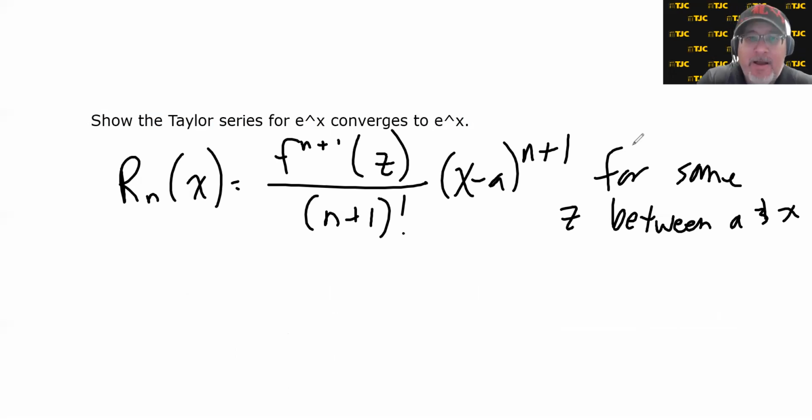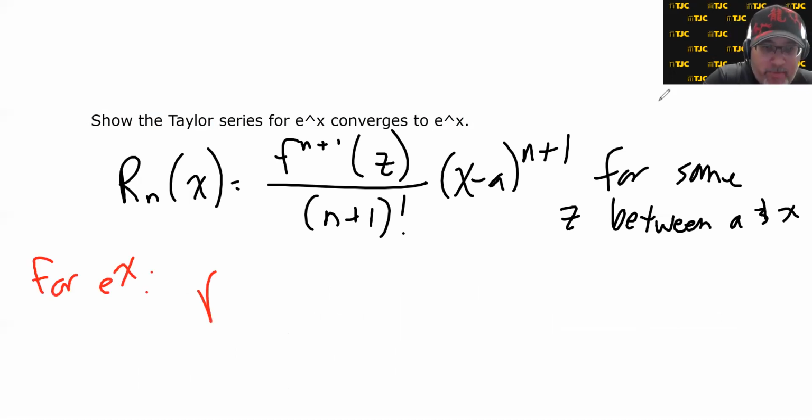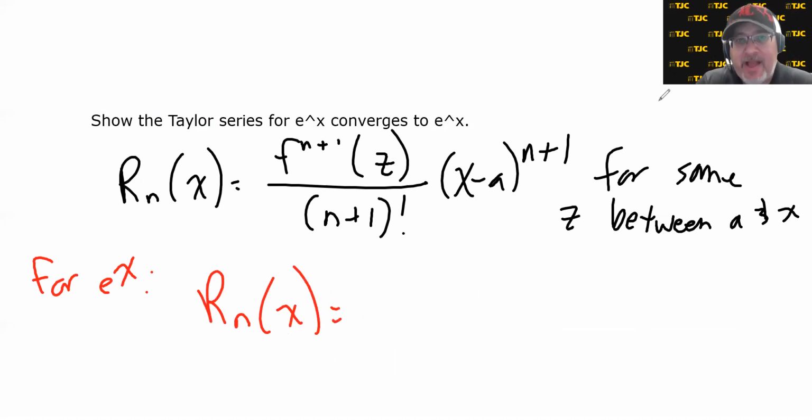But first, let's talk about what this means specifically for e to the x. For e to the x, our remainder looks like this. Every derivative of e to the x is e to the x, so when we evaluate it at z, we get e to the z.